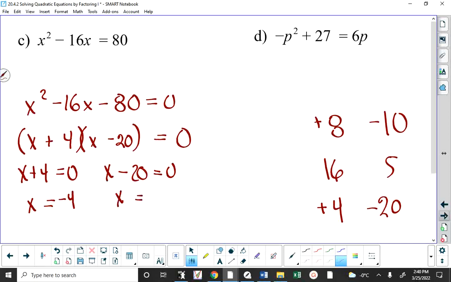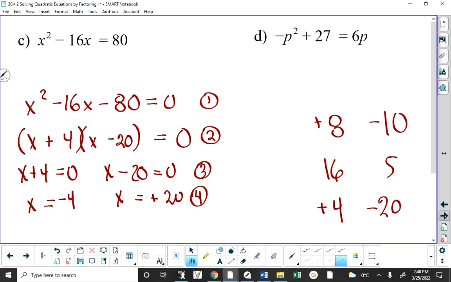x equals positive 20. These steps that I'm showing you, it's 4 steps really. Zero the equation, factor the equation, create 2 different simpler equations called linear equations, and solve those linear equations. I'm going to tell you at the end of this lesson that that's what I want to see for work for the time being. I know many of us do not need to do that.